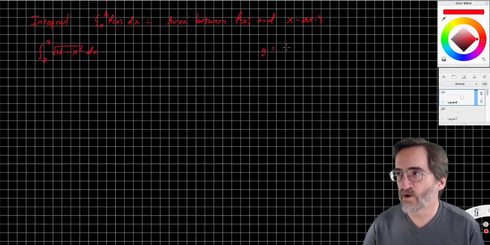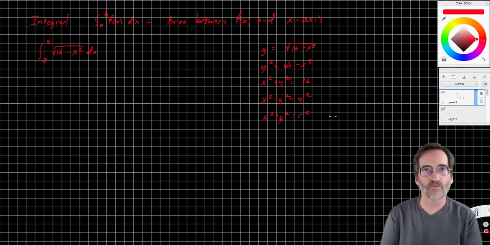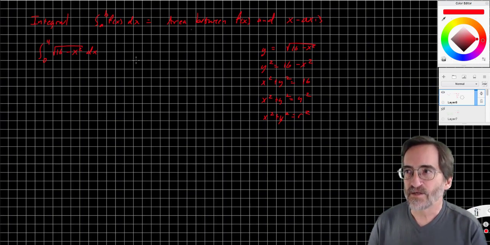Y equals square root 16 minus x squared. Let's square both sides. Y squared equals 16 minus x squared. Add x squared to both sides. X squared plus y squared equals 16. Now, hey, that looks familiar. X squared plus y squared equals 4 squared. You may recall x squared plus y squared equals r squared is the equation of a circle centered at 0, 0 with radius r. Okay, so essentially what this is, is the top half of a circle.